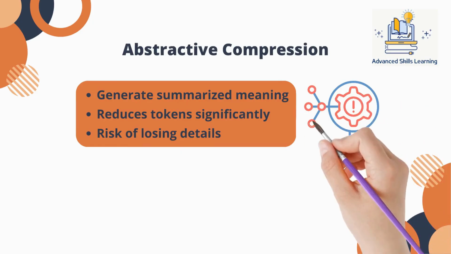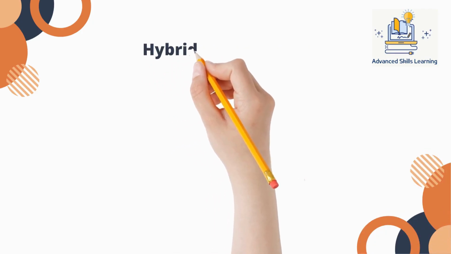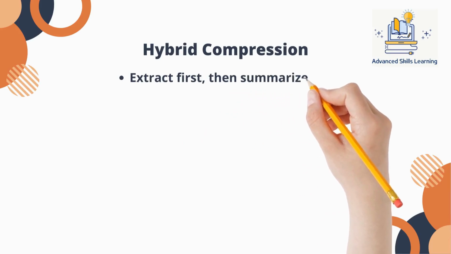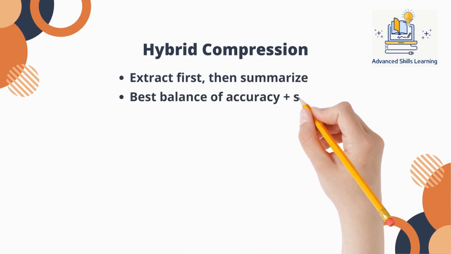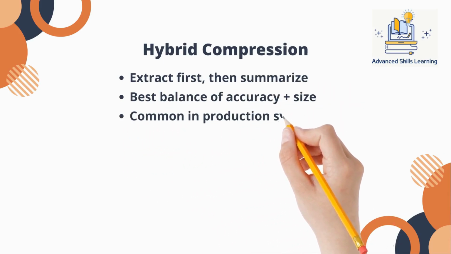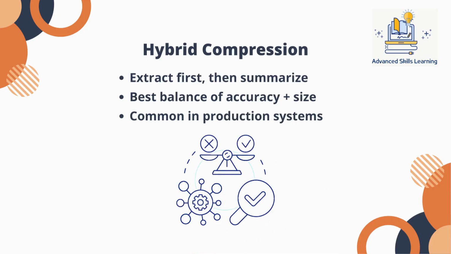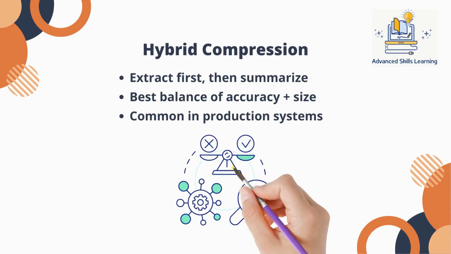That's why many production systems use hybrid compression. They first extract the most relevant parts of the document. Then they summarize those parts into a compact representation. This balances accuracy, efficiency, and context size. This layered approach is why hybrid compression is widely used in enterprise RAG systems.